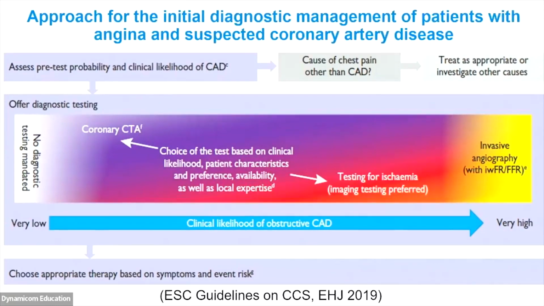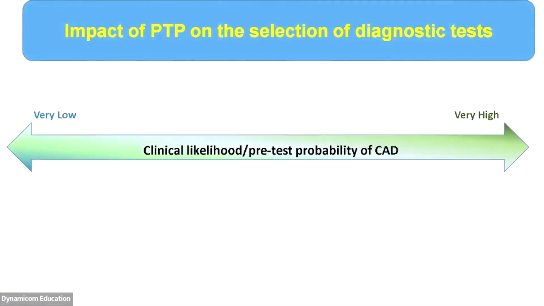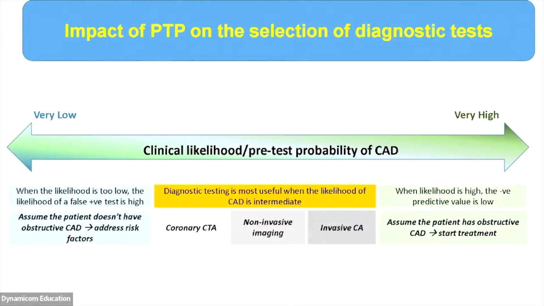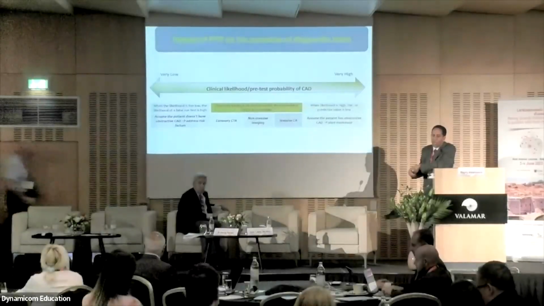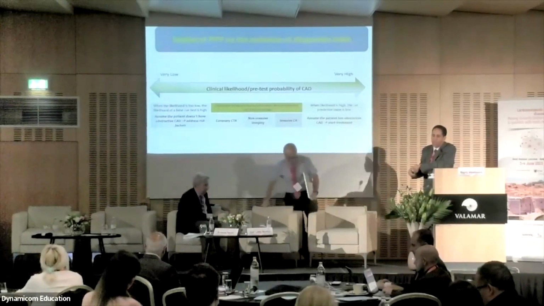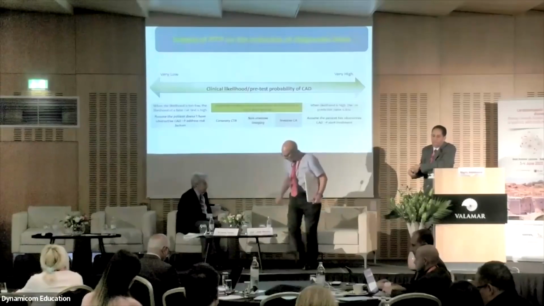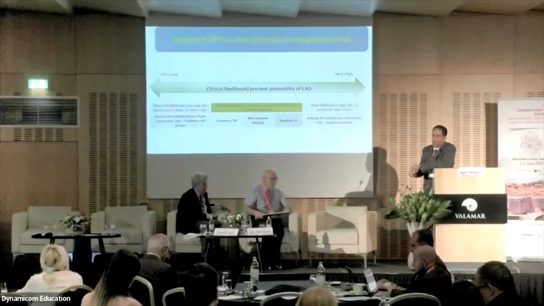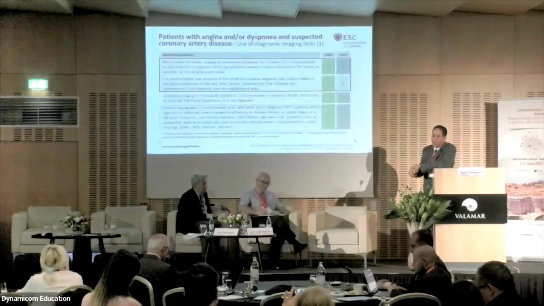The investigations depend on the patient characteristics, the patient preference, the availability of the imaging tool, as well as the local expertise available to do this test, which should be of high sensitivity and specificity value to diagnose coronary artery disease. So again, for a very low probability, forget it as coronary artery disease, and for very high probability, the negative predictive value is much lower, and those patients should be treated as coronary artery disease. And in between, we need some investigations like coronary CT, coronary angiography, or non-invasive imaging.